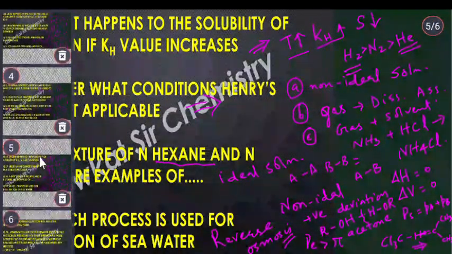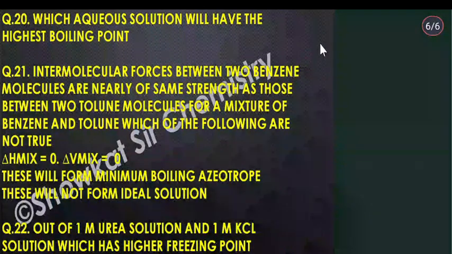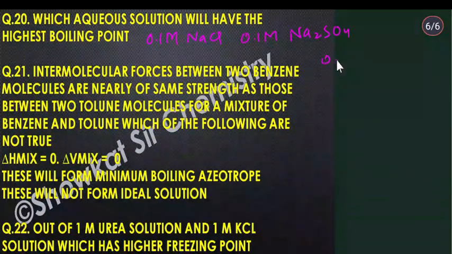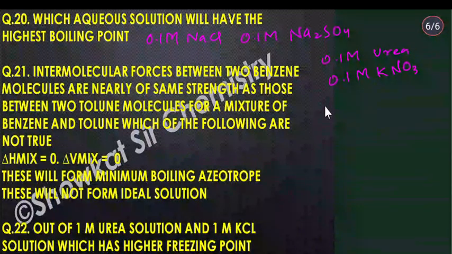Let's move to the next one. Next is question 20: which aqueous solution will have the highest boiling point? See, actually here various solutions will be given to you just like this. 0.1 molar NaCl, let's say we are having. Similarly 0.1 molar sodium sulfate, right? Similarly 0.1 molar urea, right? Similarly, let's say 0.1 molar potassium nitrate. So among these four, you have to tell which will have the highest boiling point.